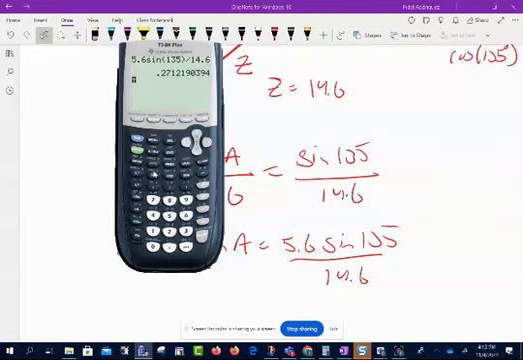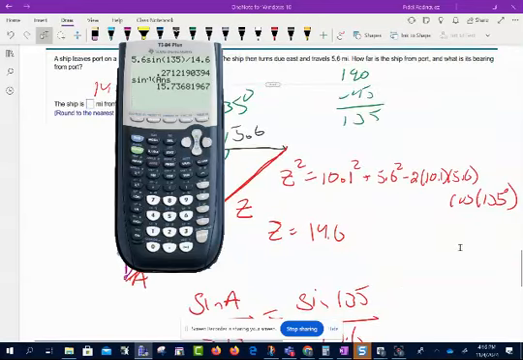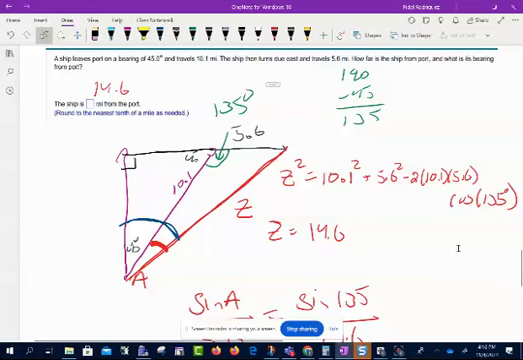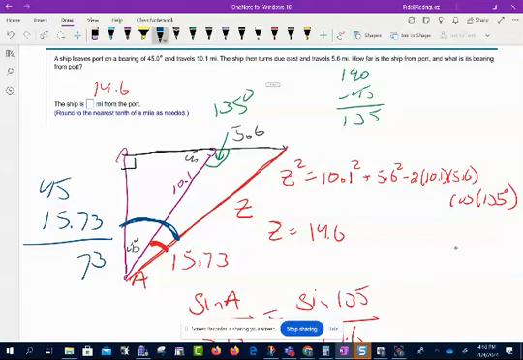y'all, I'm going to take my sine inverse of my answer. And for that angle, guys, I'm coming up with about 15.73. So let's see, this angle here, 15.73. So if I wanted to know the entire angle, y'all, I would take 45 and add 15.73. That's 60.73.